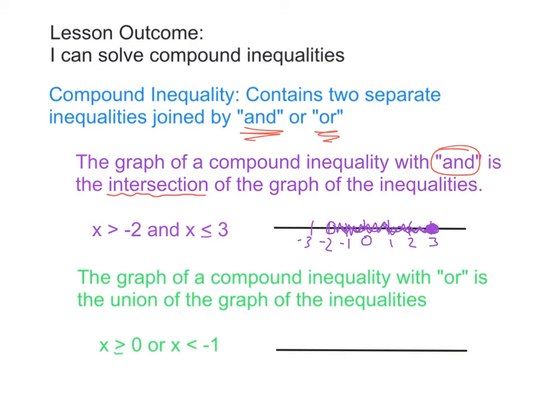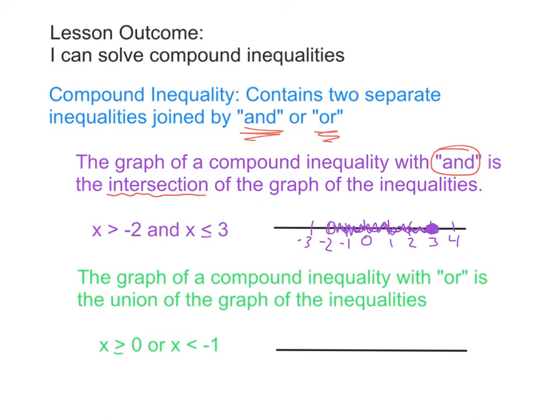But if we tested another point, let's say the point out here, like 4, is 4 greater than -2? Yes, it is. And is 4 also less than or equal to 3? No, it is not. 4 is not less than or equal to 3. So it should not be shaded, and it is not, which is why we have this portion shaded. That is the intersection of our two inequalities.